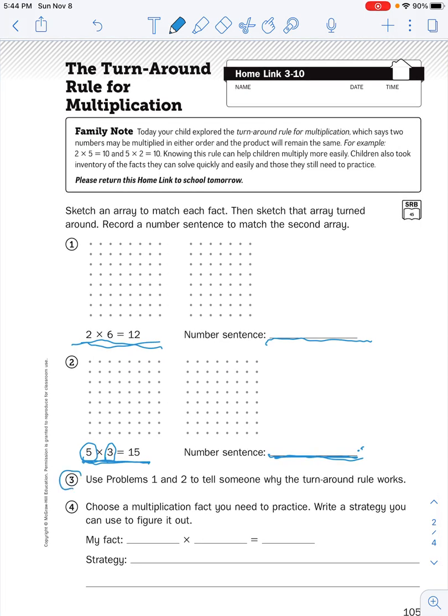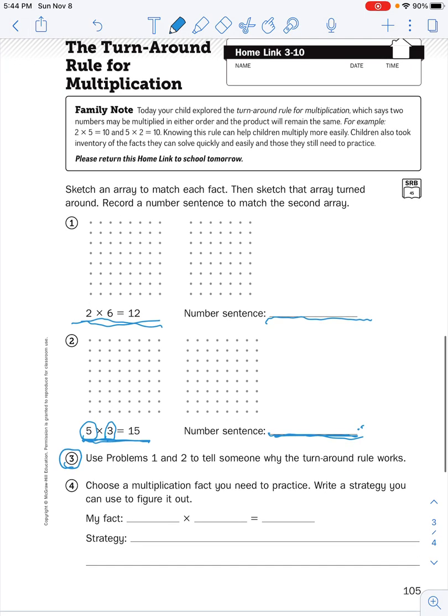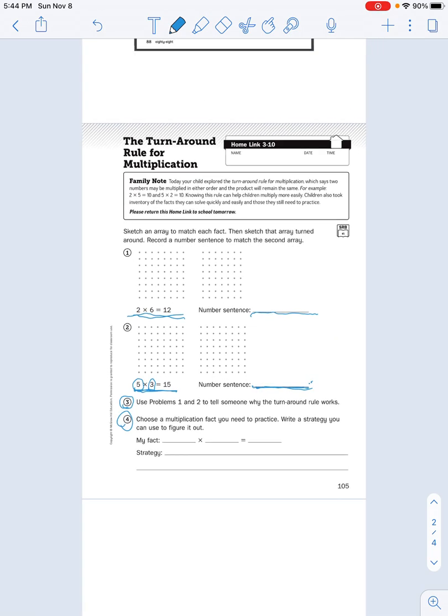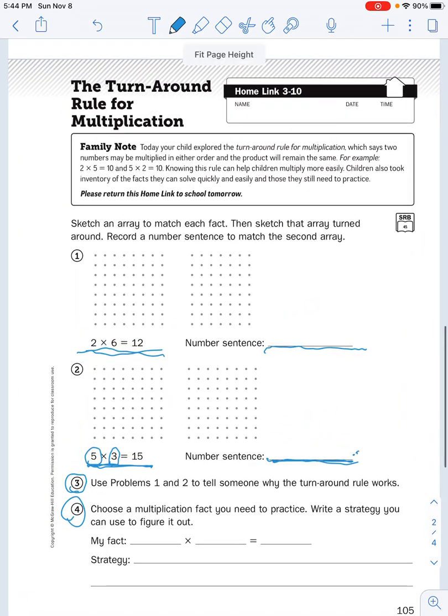Okay, and then tell someone why the turnaround rule works. And then on number 4, you can pick a multiplication fact that you feel like you need to practice, and then write a strategy of how you can figure it out. So just pick one and tell me what strategy you would use to find the answer. Okay? So go ahead and try this, and good.